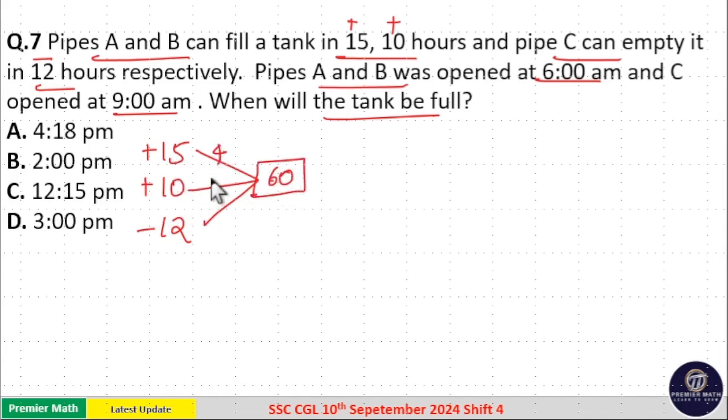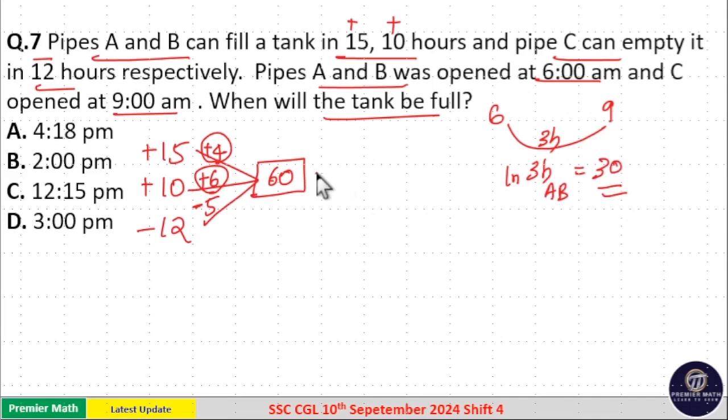15 goes 4 times in 60, 10 goes 6 times in 60, 12 goes 5 times in 60. That is, A can fill 4 liters per hour, B can fill 6 liters per hour and C can empty 5 liters per hour. Now A and B opened at 6 am and C opened at 9 am. Difference is 3 hours. That is, in 3 hours A and B worked. So in 1 hour A and B can fill 6 plus 4, 10 liters. So in 3 hours, 3 into 10, 30 liters. So remaining work is equal to 30 liters.